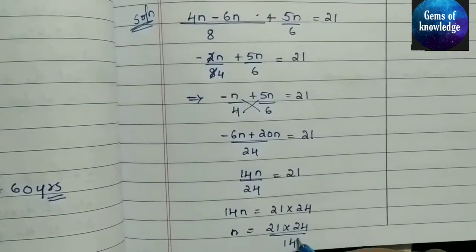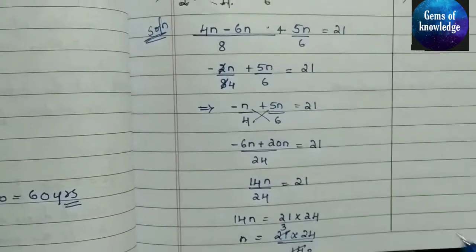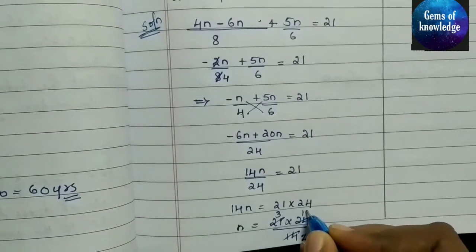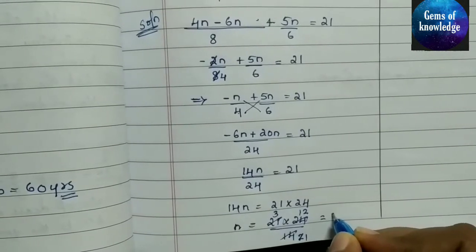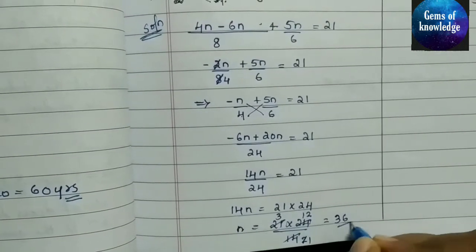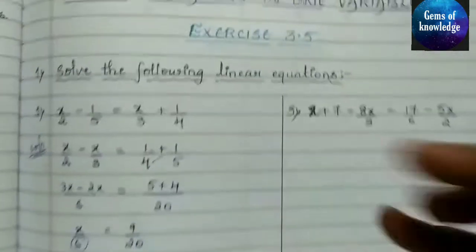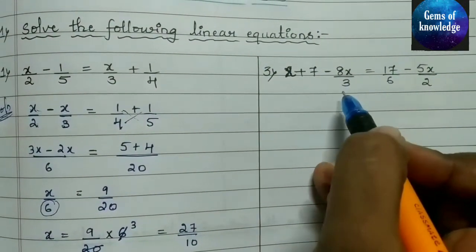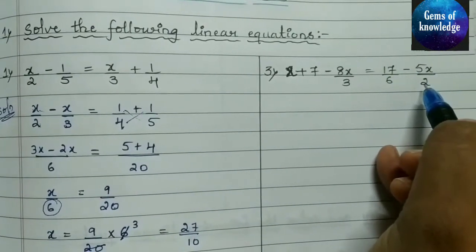So we will get 7 2s are 14 and 7 3s are 21. So 2 1s are 2, 2 1s are 2, 2 2s are 4. So here we are going to get 3 into 12, 12 3s are 36. So the value of n is nothing but 36. Okay, so moving to the third question, that is x plus 7 minus 8x by 3 equals 17 by 6 minus 5x by 2.